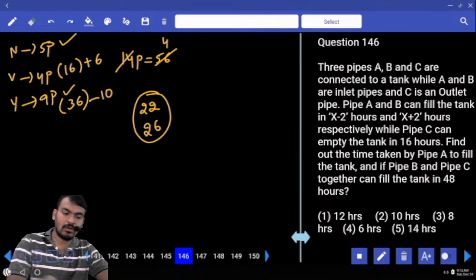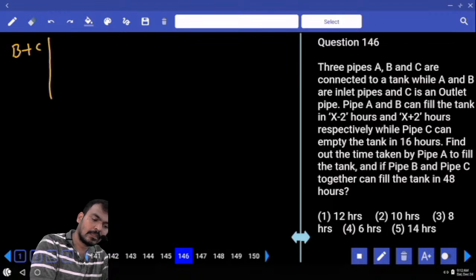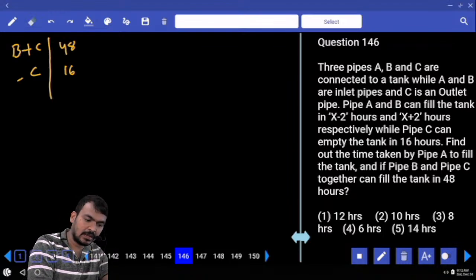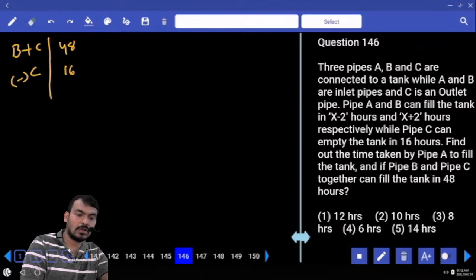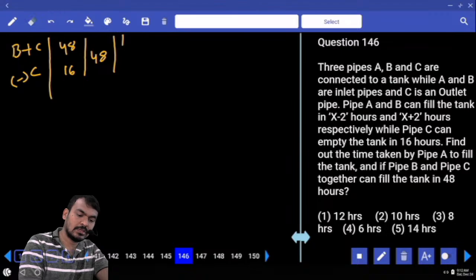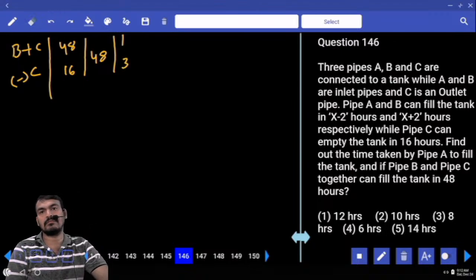48 hours. Okay. What is the B and C time? 48, or not? What is the C time? 16, or not? But C is an outlet or inlet? Outlet. What is the LCM? 48. 48 is how many times? One time. 16 is 3 times, or not? It is minus 3 or plus 3?